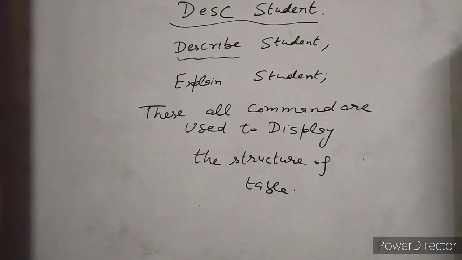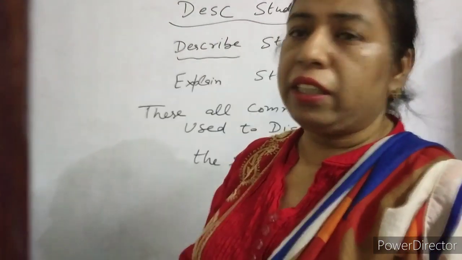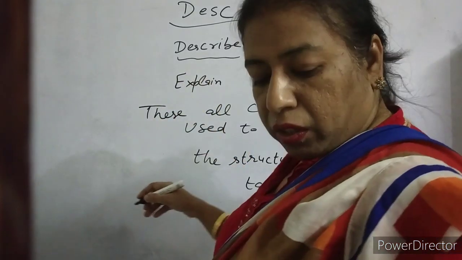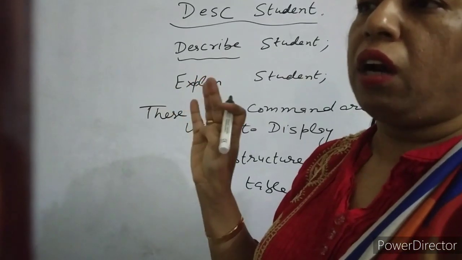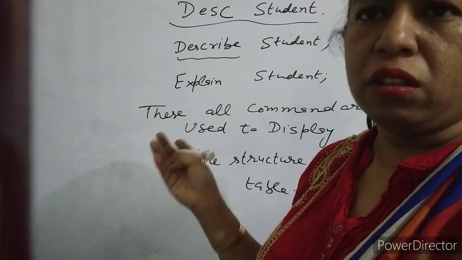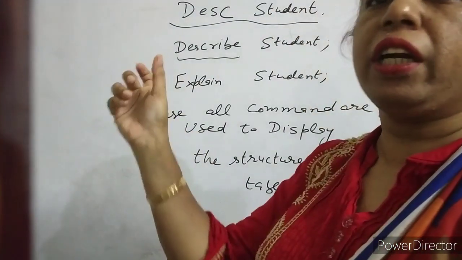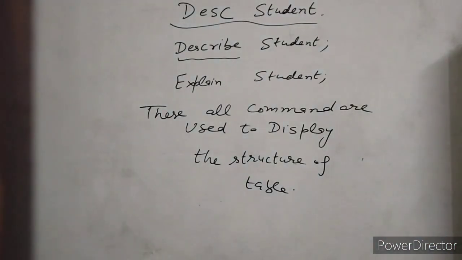This command will show you the names of the columns in your table. What are their data types? Clear? These details will be shown by this command. It doesn't show the data inside the table. It only shows you the names of the columns. The columns in the student table are ADMNO, name, class, DOB, and one more I have taken, I think, marks. Clear? And what are their data types? Clear? Note down this command: describe table name.